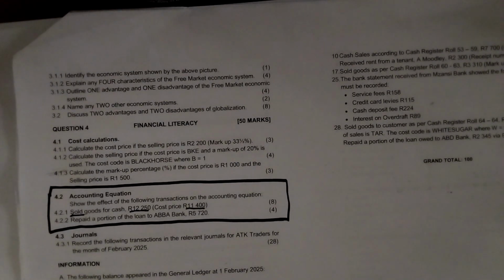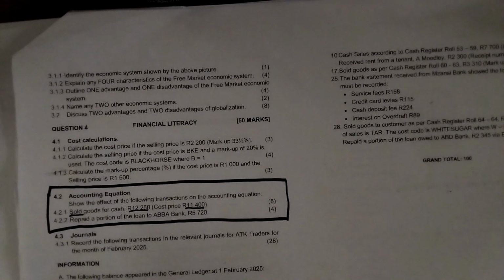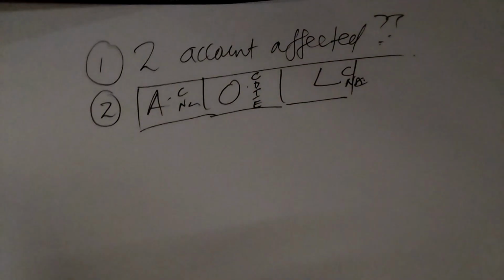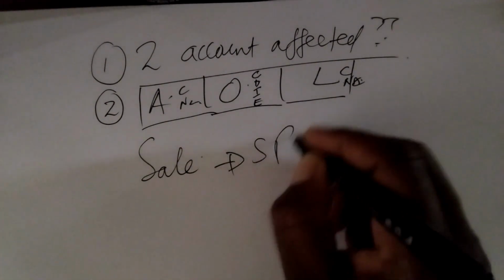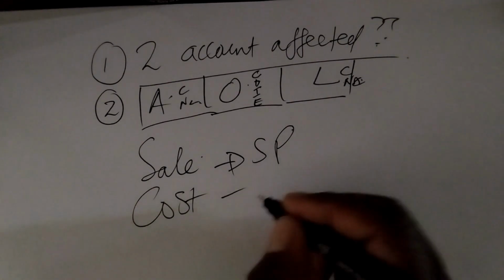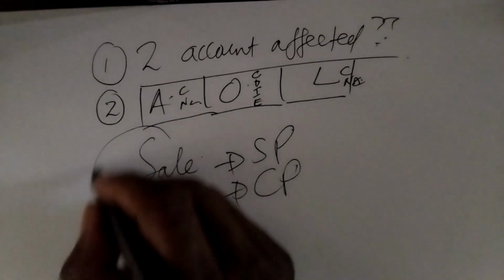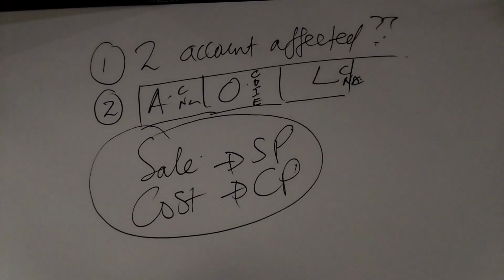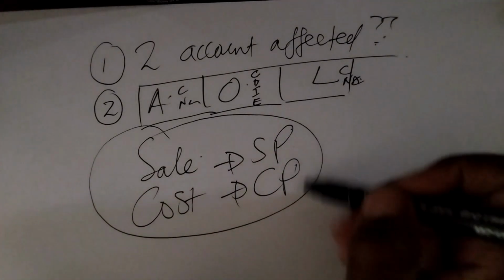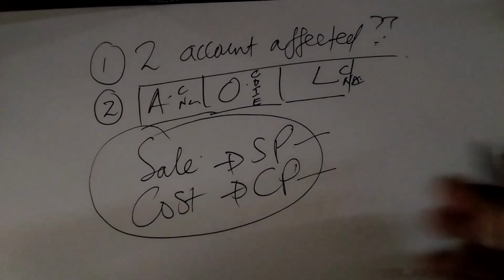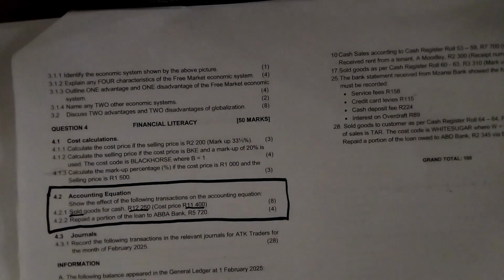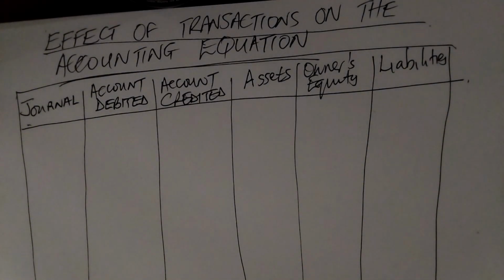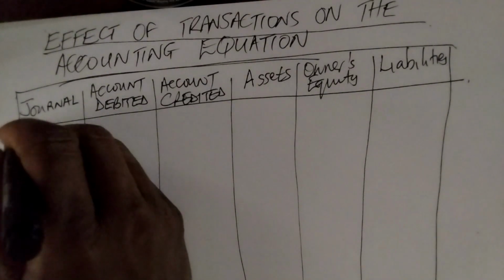Why is that so? Now, you need to remember that every time you deal with a sales transaction, you are going to record the sale, which is the selling price. You're going to record the cost, which is the cost price. So transactions involving sales will always have two: that is the sales and then the cost price. So according to this question here, goods were sold for cash. So when you come to your answer book, whenever goods are sold for cash, this is the first transaction.